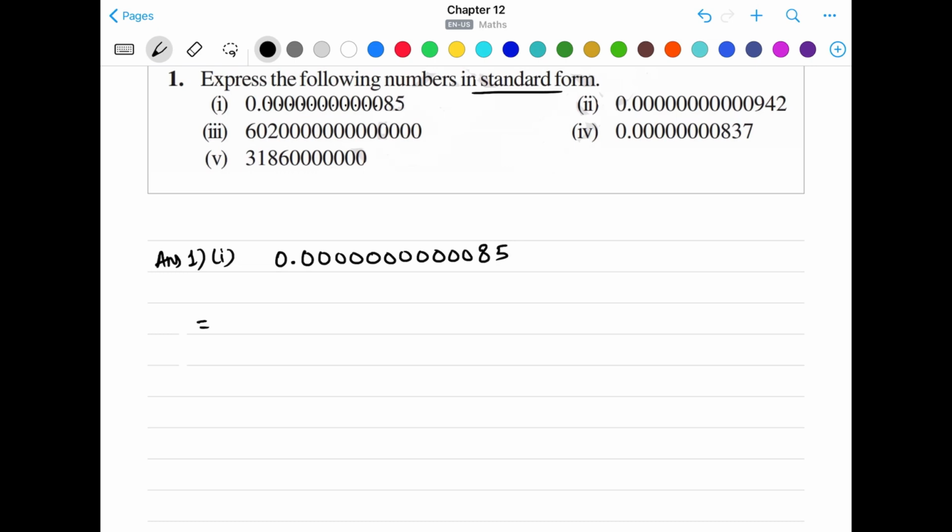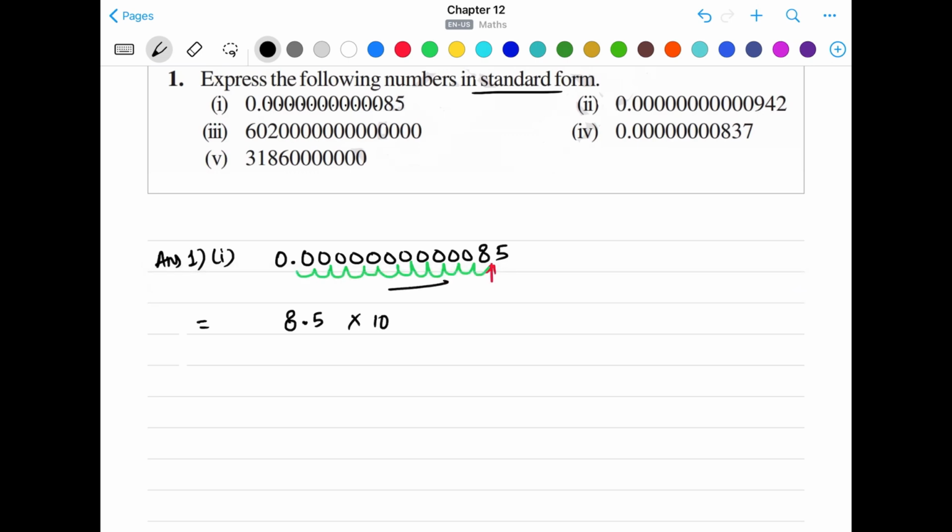Now you can see the decimal is here, and we are going to move it to this place. So let's count the number of places we are going to shift the decimal. That is from here, 1, 2, 3, 4, 5, 6, 7, 8, 9, 10, 11 and 12. So this number will be 8.5 into 10 raised to power.